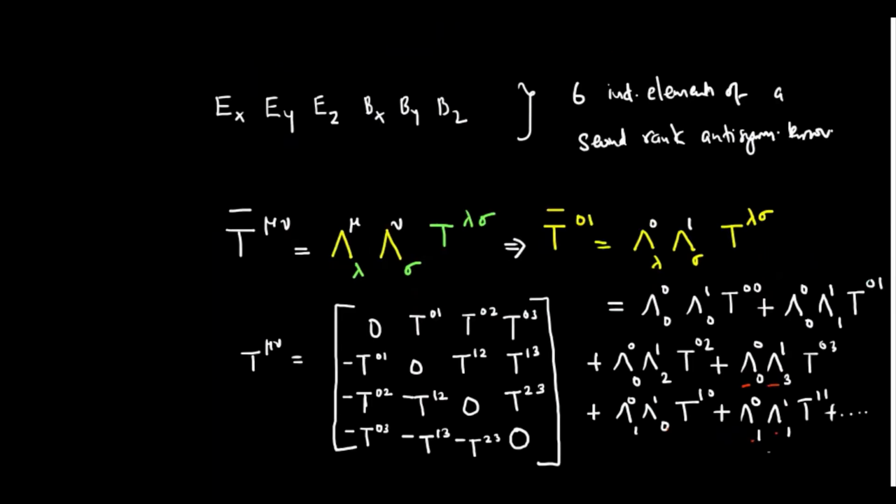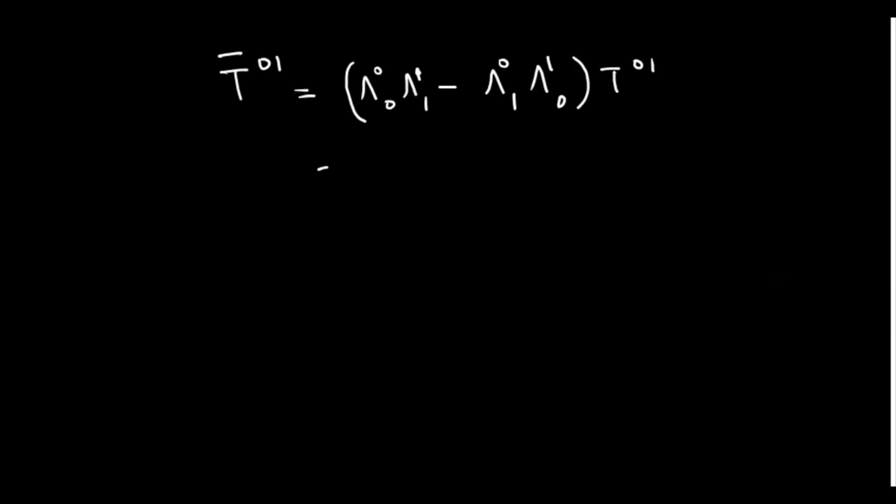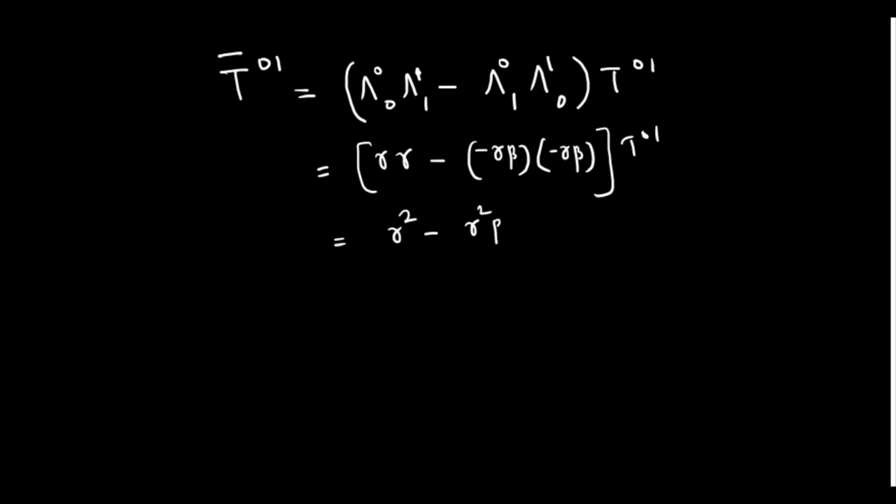So this will be equal to gamma into gamma minus, you have a minus gamma beta into minus gamma beta, so this multiplied by t01. This is equal to gamma square minus gamma square beta square. The minus sign will cancel and this minus sign will be retained, into t01. So what happens is, if you pull out a gamma square, this is 1 minus beta square, into t01. So just remember, what was gamma square?